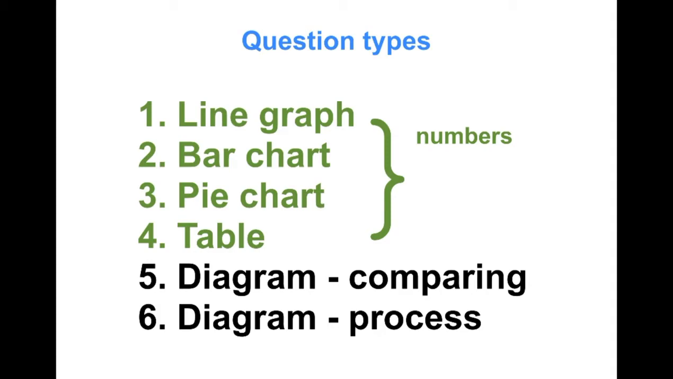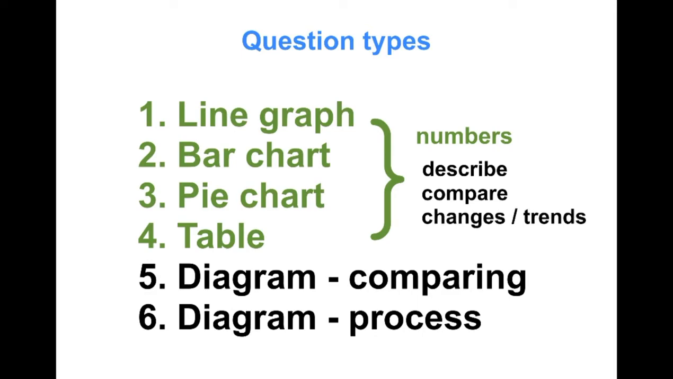You might have to describe one number, or for more than one number you might have to compare, so you need some comparing language. You need to know how to compare numbers in a sentence. And the final thing with numbers is to be able to describe changes or trends. That's where you use your increase, decrease language. Those are the only 3 things in terms of language that we need to really worry about. Describing numbers, comparing more than one number, and describing these changes and trends.